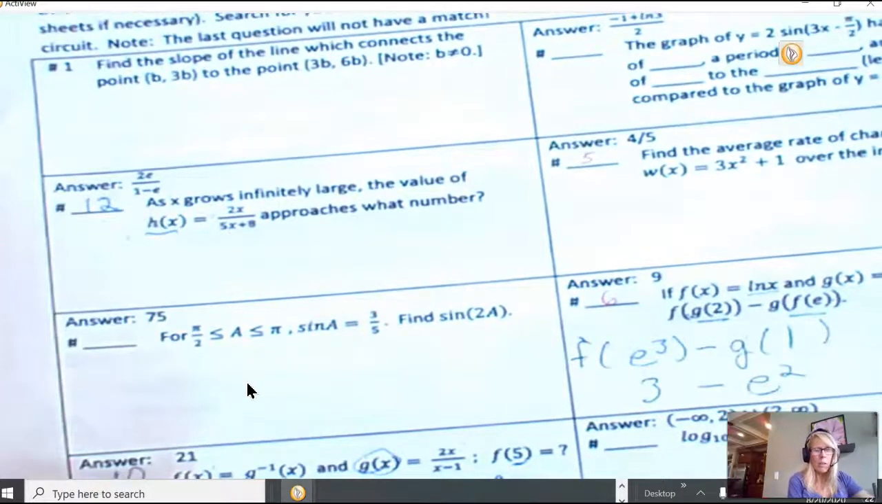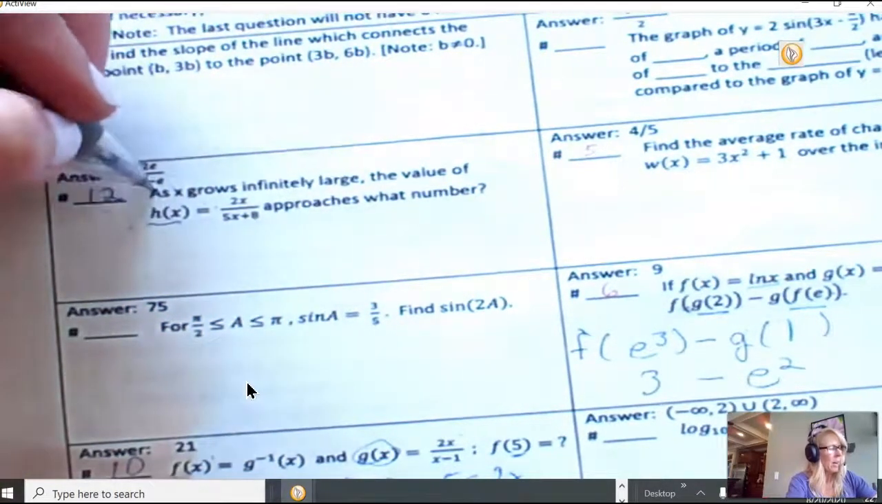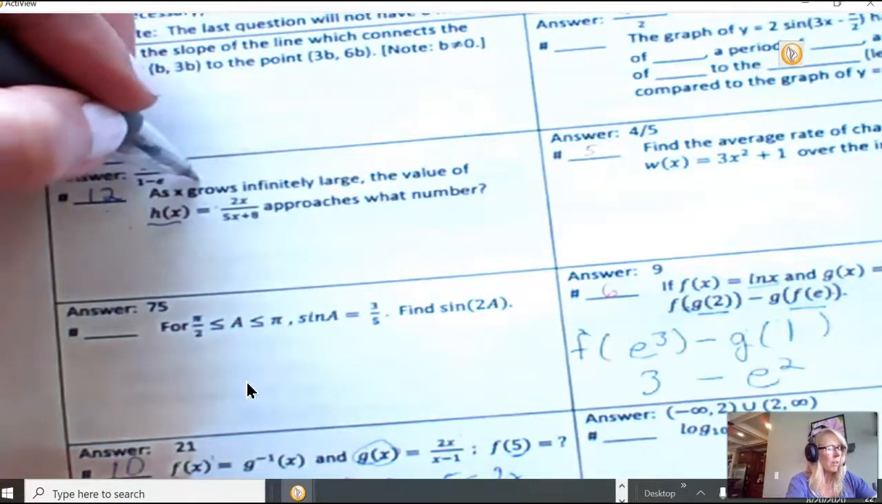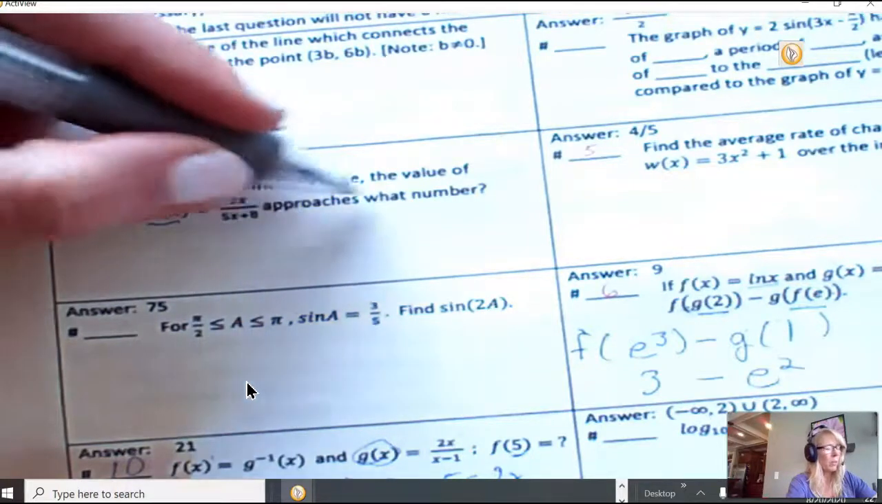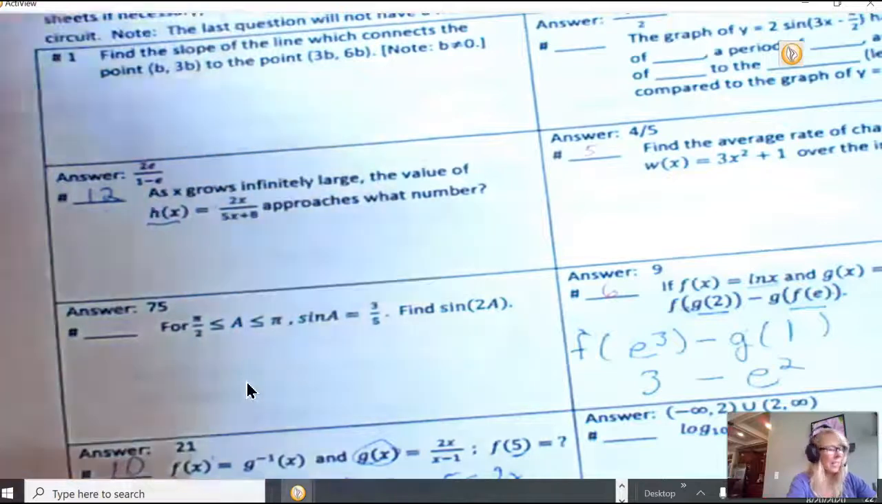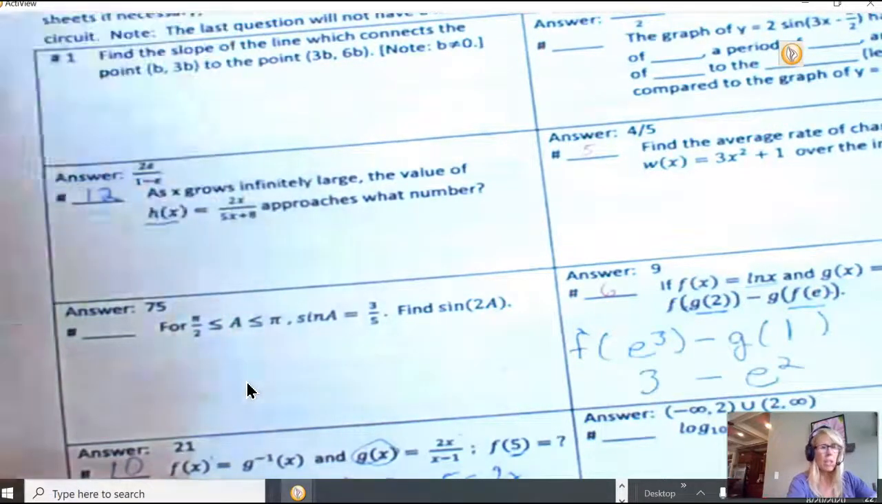That's great. There were 3 rules that you might have memorized for figuring out what that asymptote is. But the truth of the matter is, I don't think you need to memorize it. I think you need to understand the concept, and you'll never, ever have to worry about memorizing it because you'll get the concept. So it says, as x grows infinitely large, the value of h of x approaches what number. What that's saying is, we can take that x and just make it really big.